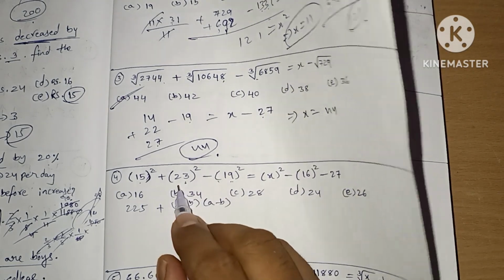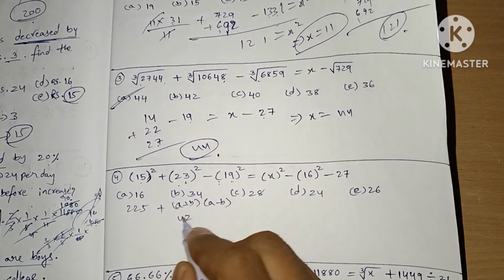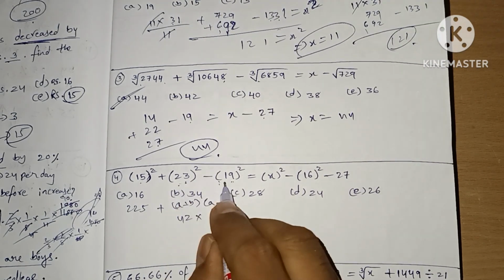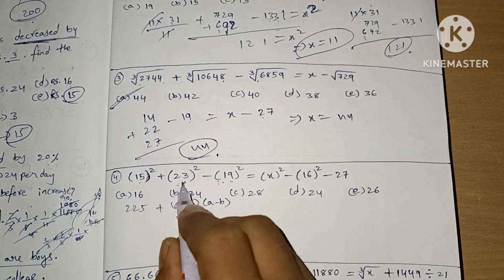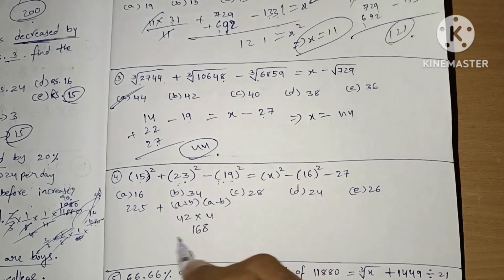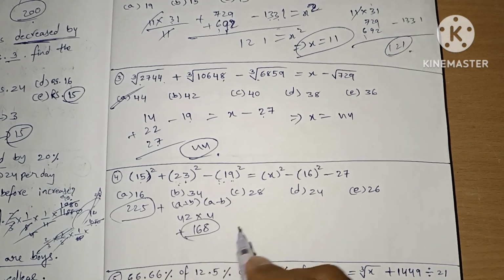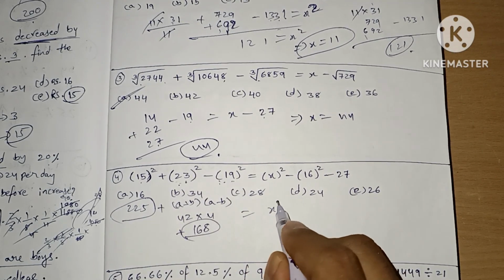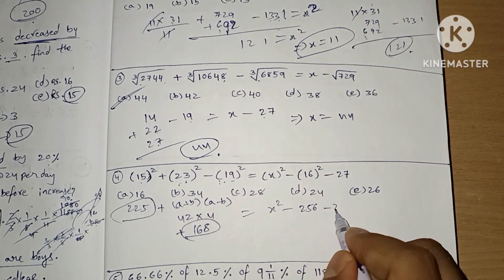So how I do it is, the sum of these two will be 42, into the difference between these two will be 4, 8, 16, 168. The value of these two will be 168. We have 168 and 225 whole equals to x square minus 16 square, which will be 256 minus 27.